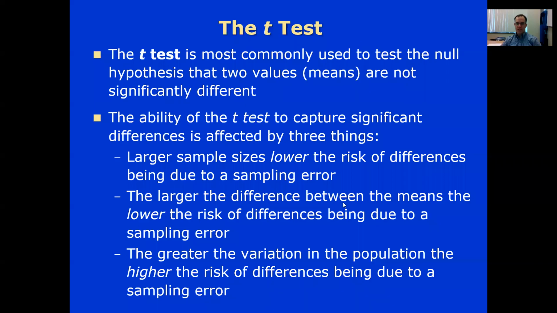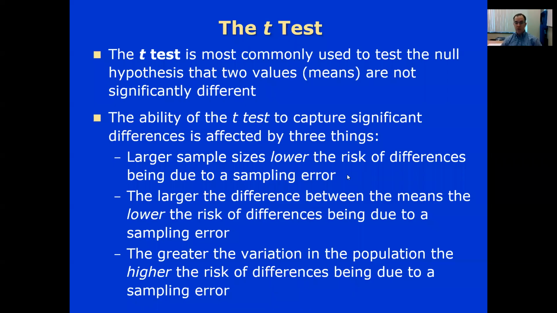Now, the ability of the t-test to capture significant differences is affected by three things. The first is that larger sample sizes can lower the risk of differences being due to a sampling error. So again, as we talked about, the greater the sample size, the greater the chance that it reduces that variability and any sampling error that might have occurred. But again, you have to take into consideration the cost and time to work with that size population.